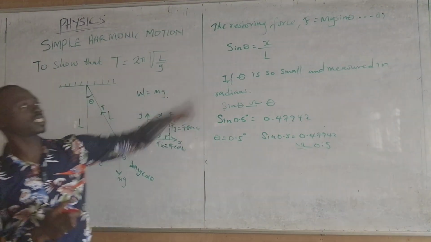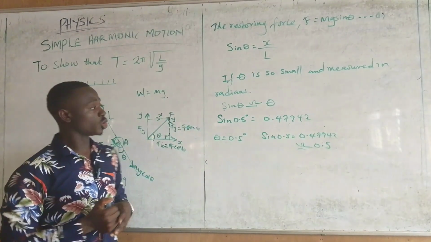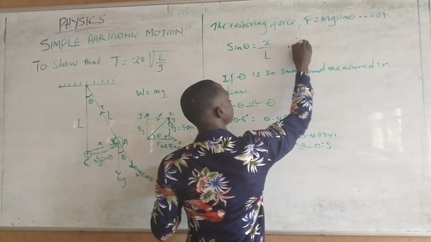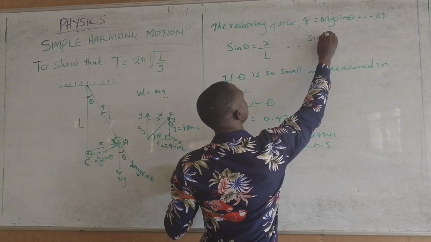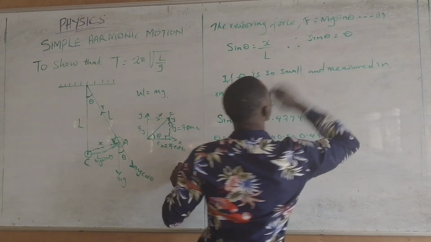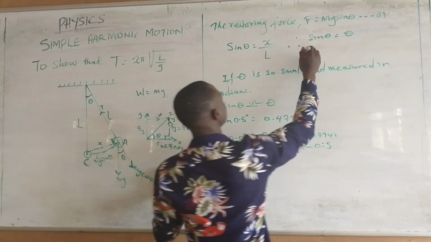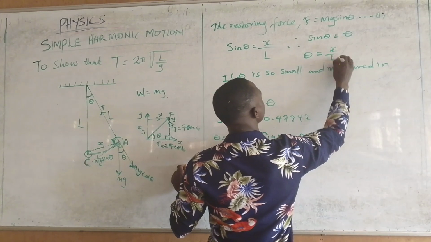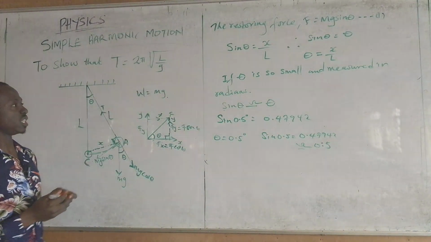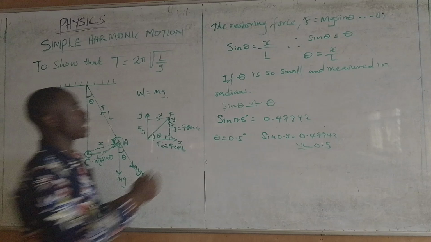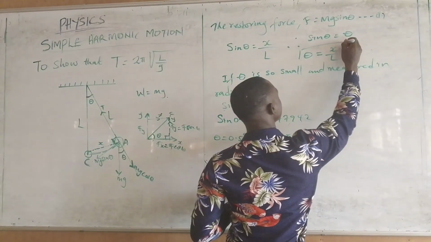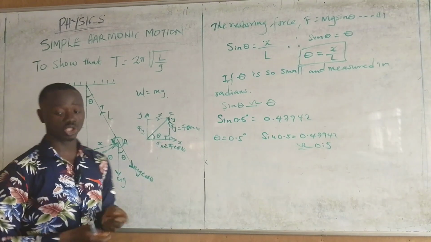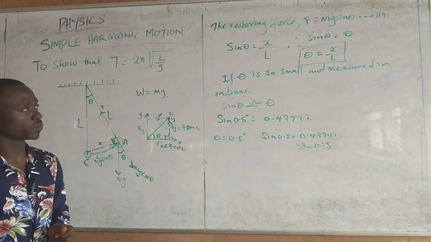So this theta here is in radian. Where I'm driving at is that sine theta is equal to theta itself. And then I can rewrite this equation: theta is equal to x over L. So we are converting the whole of sine theta to theta, since theta is very small and is measured in radian, not in degree.